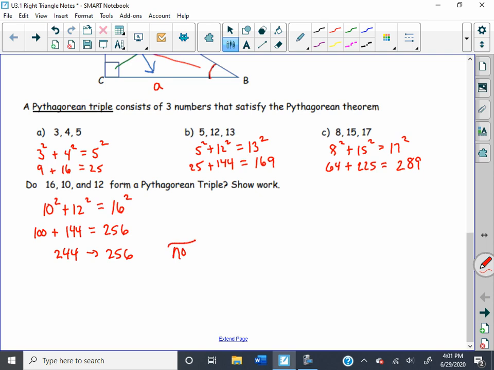And the triangle with sides 16, 10, and 12 would not be a right triangle. If you remember, since 244 is smaller than 256, this would be an acute triangle. Actually, we would look at it as the opposite. If you want to compare, you would do c squared and compare it to a squared plus b squared. You have to do the reverse. So 256 is bigger than 244, so this would be an obtuse triangle. Obtuse. So not right.